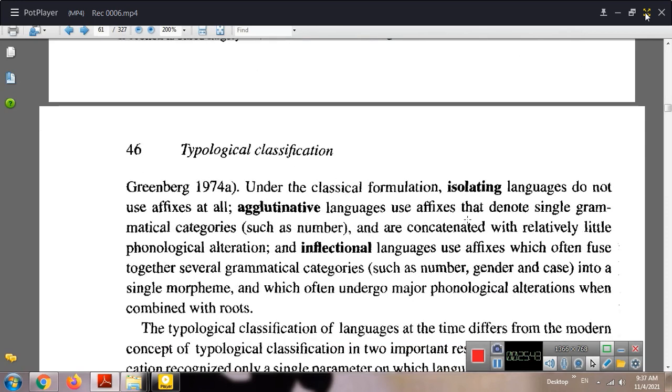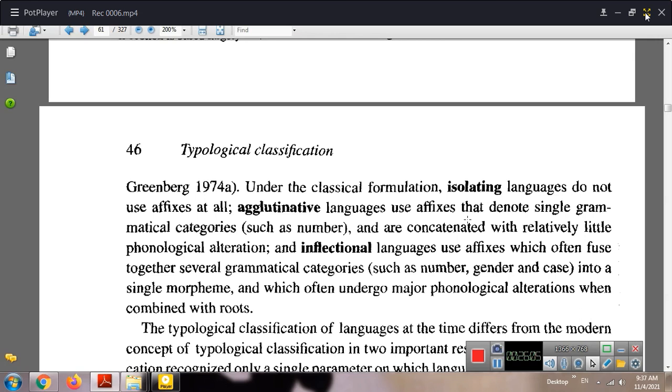Under the classical formulation, isolating languages don't use affixes at all. You should know that. Dear student, here we give you the definition for these types. By isolating, we mean those languages which don't use affixes at all. They don't have any affix.